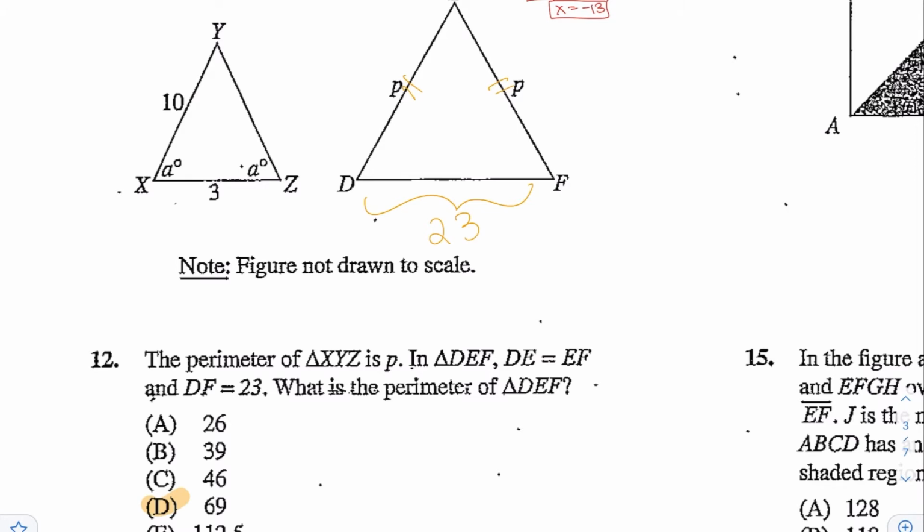So here, you can actually figure out that both of these triangles are isosceles triangles. So isosceles means that two sides are equal, and the base angles are also equal as well. Now, when you have this case, for triangle XYZ, since this angle is equal to this angle, the opposite sides are also going to be equal. In this case, it will be equal to 10. So the perimeter of triangle XYZ is actually equal to 23.